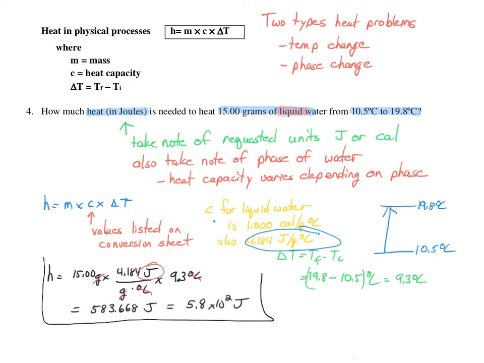Okay, we went through a lot, but essentially a solution to this problem, a heat problem with a temperature change, is mass times specific heat times delta T.